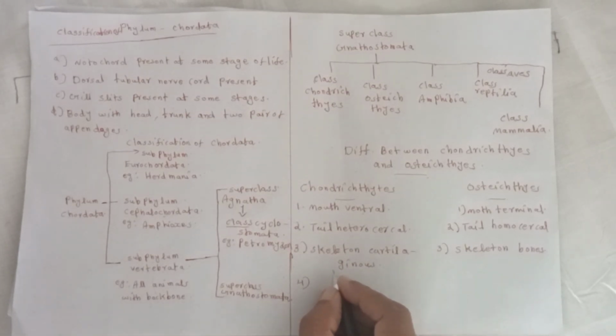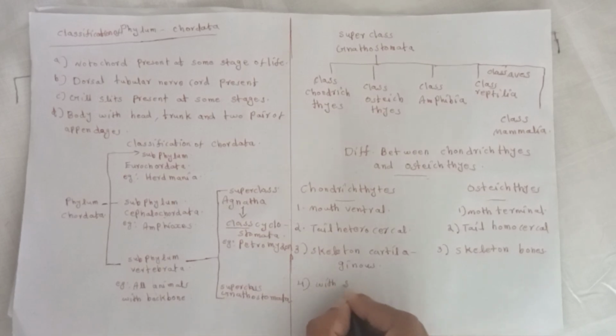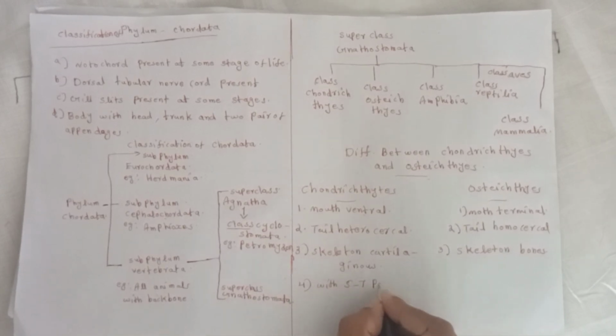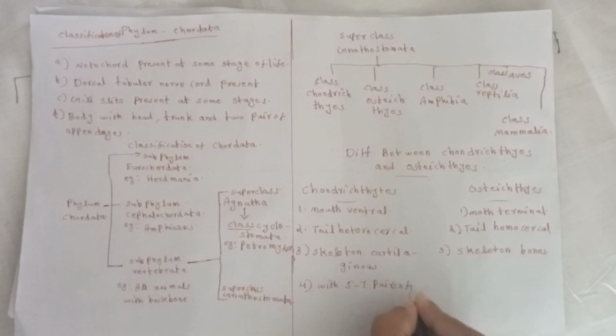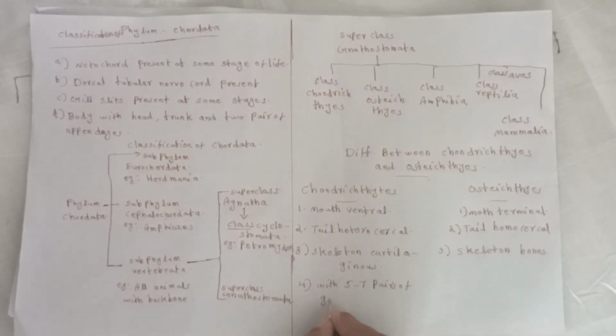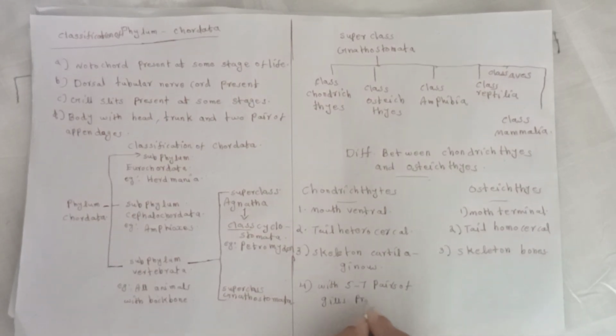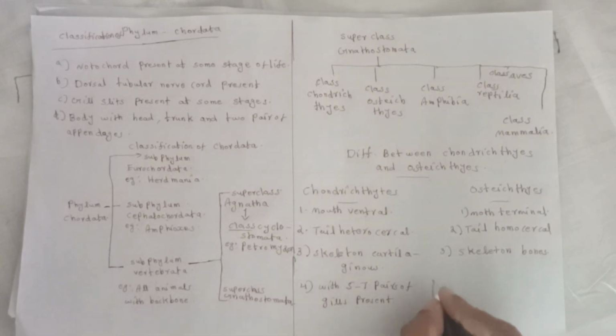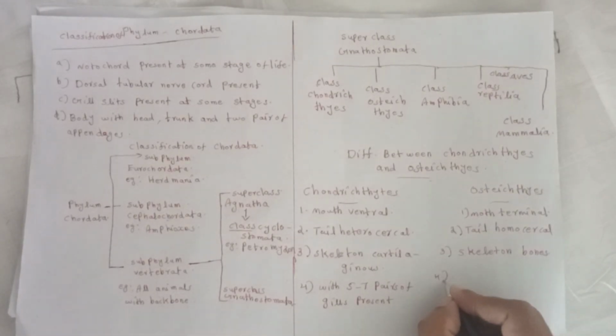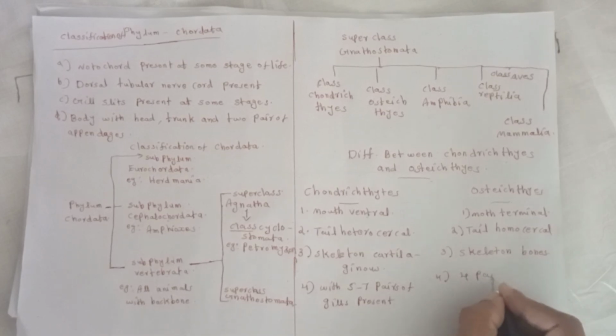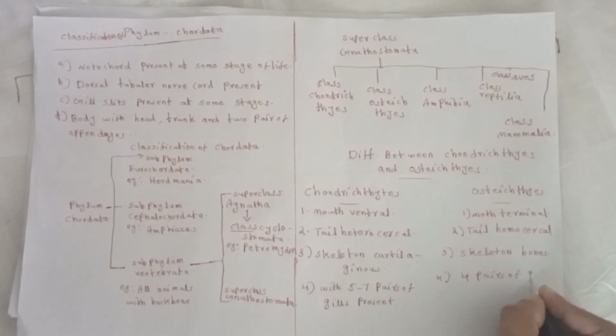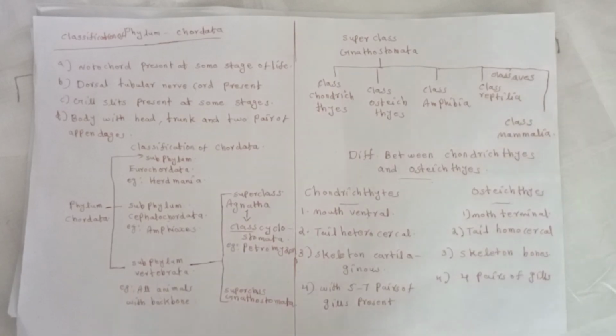Next point: 5 to 7 pairs of gills are present in Chondrichthyes. In bony fishes, only 4 pairs of gills are present.